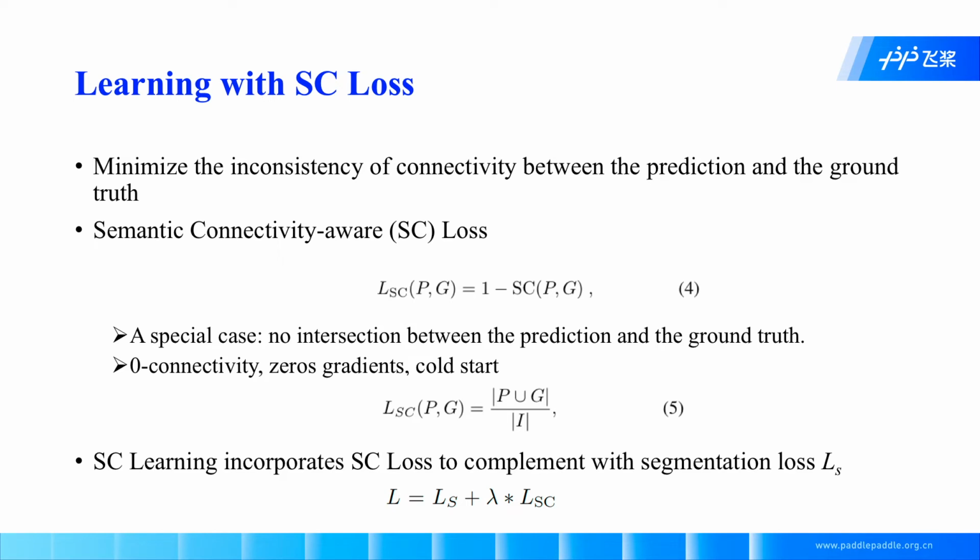However, 0 connectivity would lead to 0 gradients, and the weights cannot be updated. For such a special case, we design a non-trivial loss function to cold start the process and ensure the differentiability of the loss function. Finally, SCL incorporates the SC loss as a regularizer to complement the segmentation losses, for example, cross-entropy loss, to optimize the model.